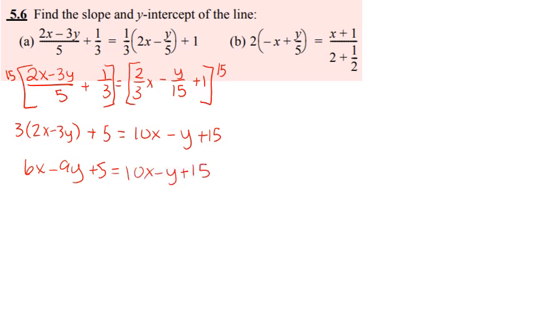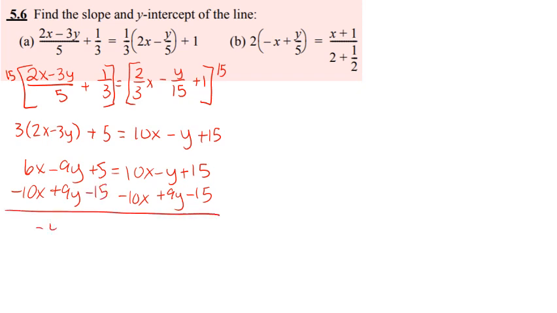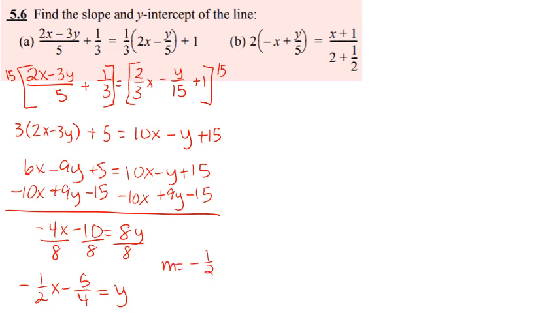I'm going to add 9y to both sides to keep it positive. And then I'm going to subtract 10x. And then subtract 15 on both sides. So this is going to be negative 4x minus 10 equals, what is this? 8y. So I'm going to divide everything by 8. And this is going to be negative 1 over 2x minus 5 over 4 equals y. And so then the slope is negative 1/2. And the y-intercept is negative 5/4.